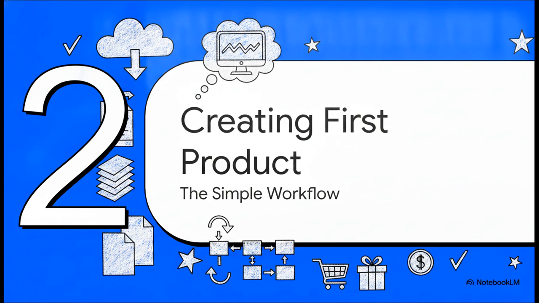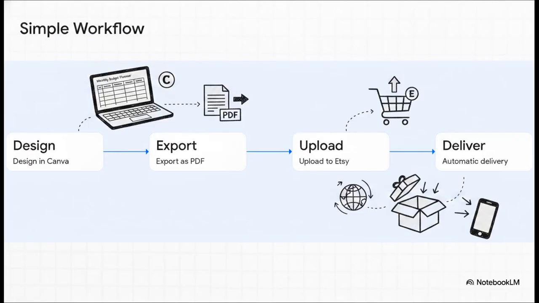Let's move on to part 2, creating your first product, the simple workflow. So, how do beginners actually build these things? It's a remarkably simple 4-step cycle that completely eliminates overhead. Step 1, you design a simple solution, let's say a monthly budget planner, using completely free, accessible software like Canva or even just Google Docs.